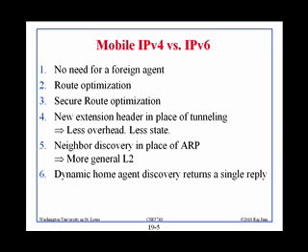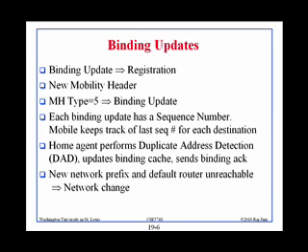Dynamic home agent discovery returns a single reply. And the second and the final thing is that dynamic means time changing. So whenever you want to find out who can be my home agent, you get a single reply rather than infinite replies, everybody saying that I am a home agent and I can be your home agent. So those are the 6 major changes, and we will go through them one by one.